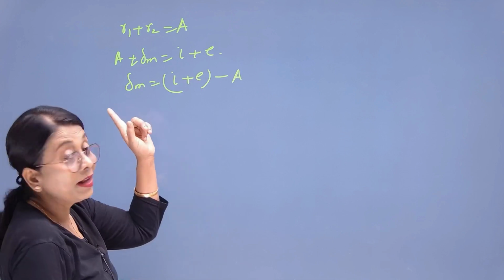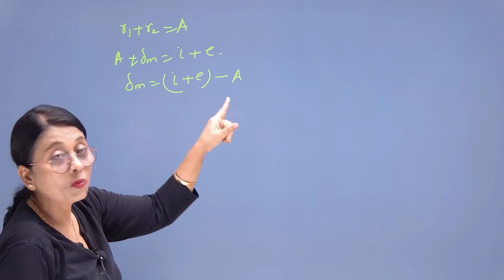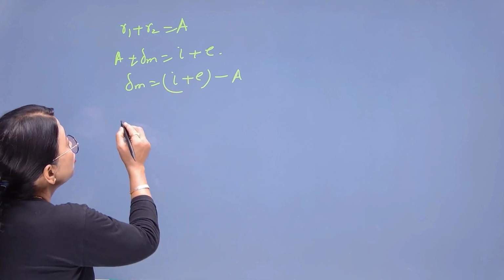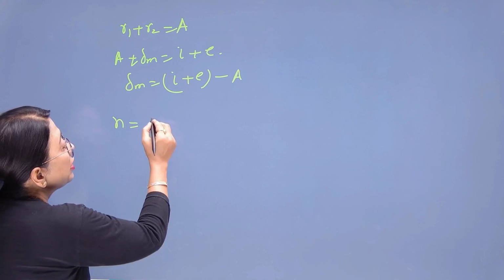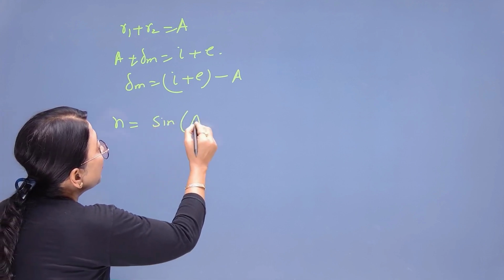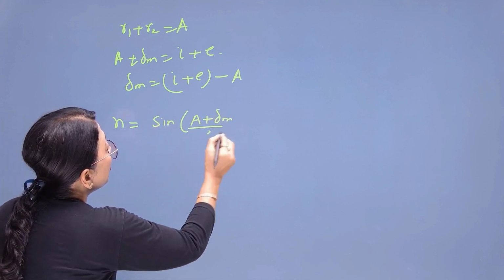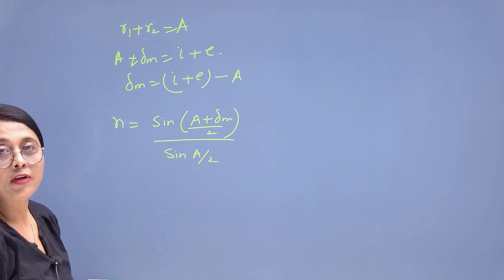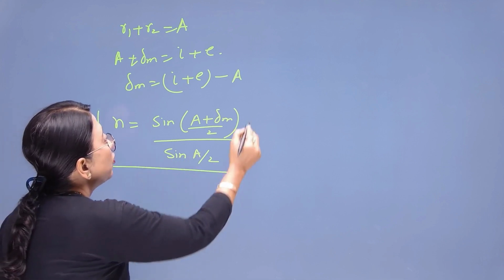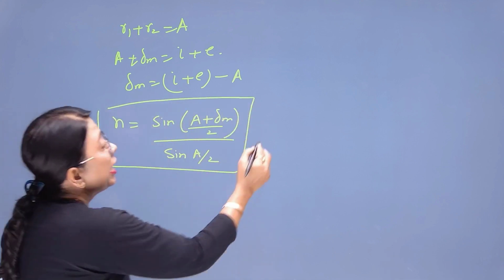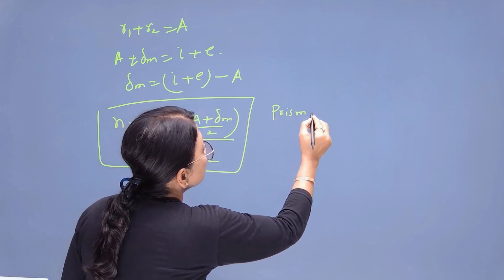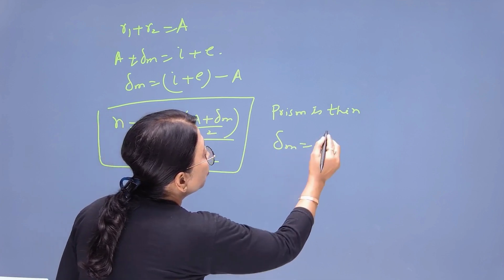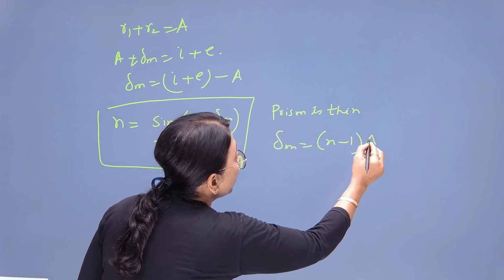Now when we have seen del m, तो मुझे एक चीज पता चली कि I is equal to e और e I बराबर थे, and from this we have got the conclusion, that is the present formula, n is equal to what? Sine a plus del m by 2 divided by sine a by 2. This is the formula we have got, right? This is called as what? The prism formula. But we have seen, if the prism is thin, we got a formula that del m is equal to n minus 1 into a.